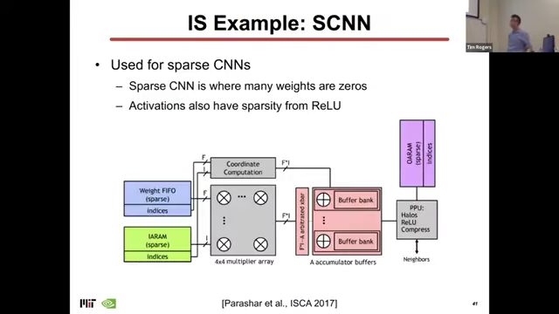Okay. So what are some concrete examples? There was this paper from ISCA, I think NVIDIA was involved in this one, called SCNN. This was specifically targeting sparse CNNs. So sparse meaning there's lots of zeros. It happens all the time, right?